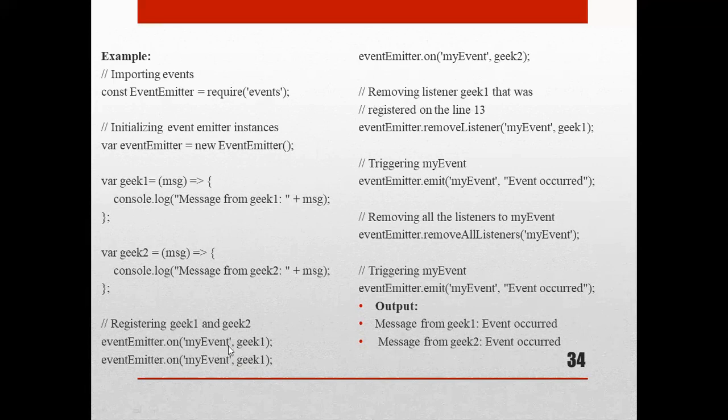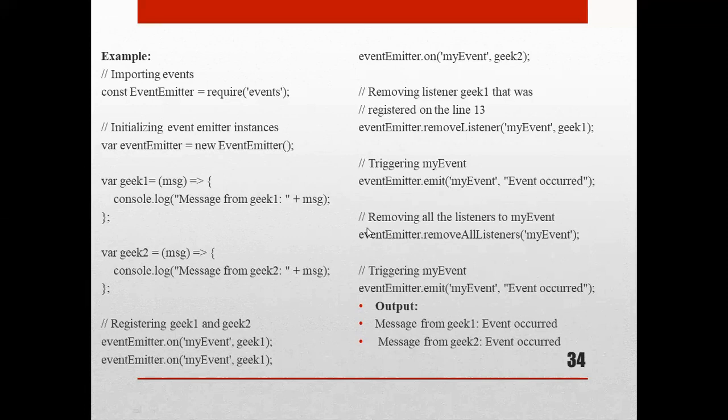We are going to remove that listener. How to remove this? Like eventEmitter.removeListener, inside the brackets pass the event comma listener, that is the event name myEvent comma jig1, that we are going to remove here. Now we are going to trigger the event. How to trigger the event? eventEmitter.emit, inside the brackets the event name, that is myEvent comma "event occurred".